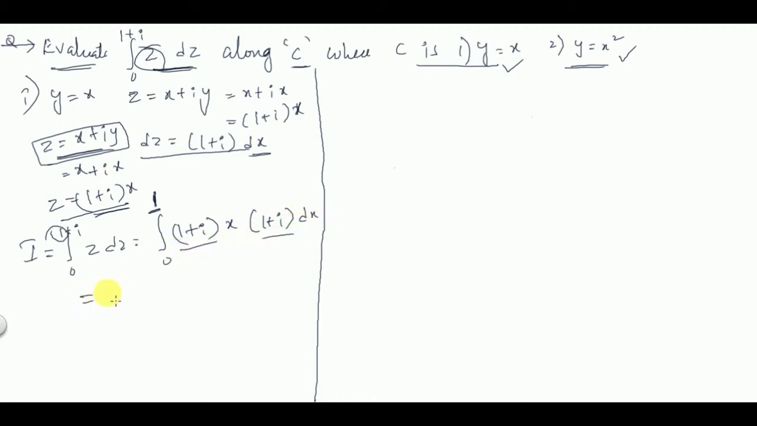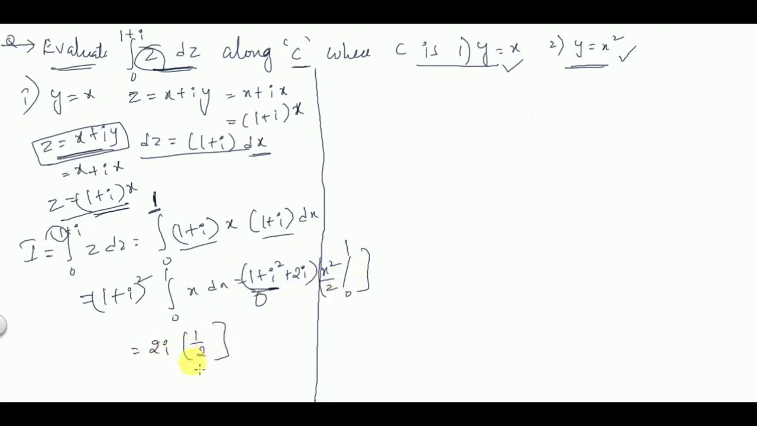So (1 plus i) times (1 plus i) is (1 plus i) square, which is constant. You can write it outside: (1 plus i) square, integral 0 to 1 of x dx. (1 plus i) square is 1 plus i square plus 2i, into x square by 2 with limits from 0 to 1. i square is minus 1, so 1 minus 1 is 0, and you get 2i into 1 by 2, so the 2 gets cancelled and you get i. This is the value of the integral for the path y equal to x.